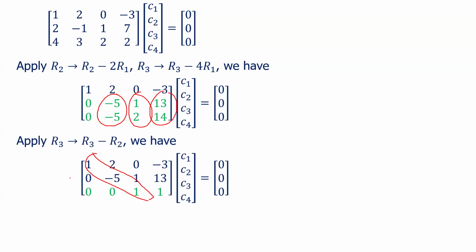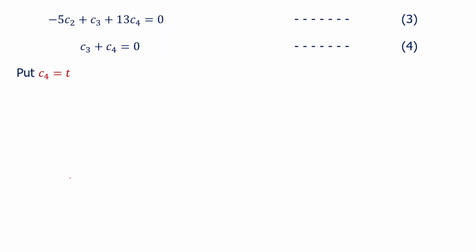Now, just look here. There are 3 equations. Let us write them down in terms of equations: equation number 2, 3, and 4, because 1 we have already given. Since we have 4 variables and 3 equations, out of these 4 variables, one variable is independent. Let us put C4 equal to T in equation 4. Then we have C3 plus T equal to 0, or C3 is equal to -T.